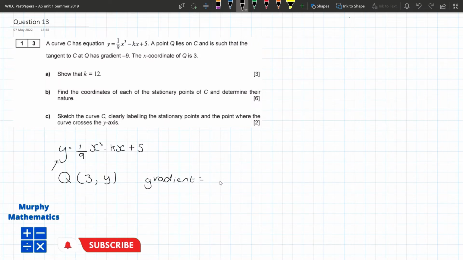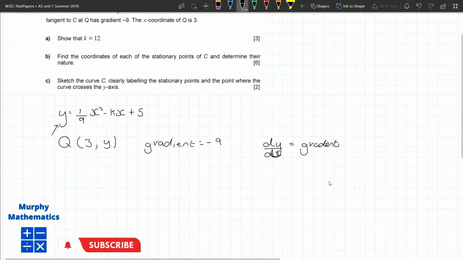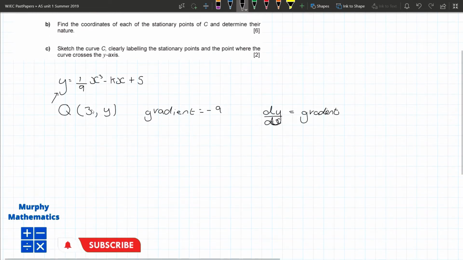equals minus 9. Okay, so what we know when we're dealing with gradient, we know delta y over delta x gives us our gradient. So that's our gradient. So we're told that dy dx should equal minus 9 at Q, and we've been given an x point for Q. So let's take the derivative of our curve C.